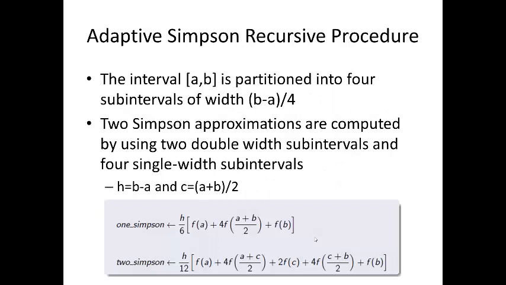Basically, the interval [a, b] is partitioned into four subintervals of width (b minus a) over 4. Two Simpson approximations are computed by using two double-width subintervals and four single-width subintervals. H is equal to b minus a, and c is equal to (a plus b) over 2. Those give us the one-panel Simpson and two-panel Simpson calculations.